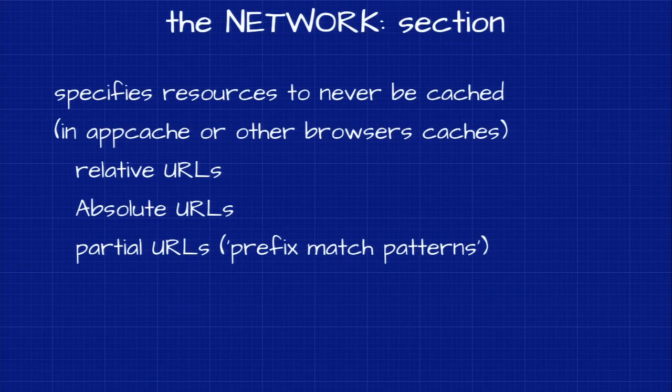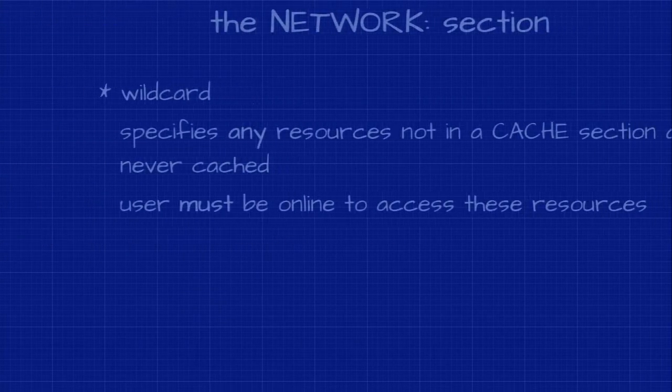We then have the network section. And these are resources that should never be cached. So even when a person's offline, these should not be used. So it might be something like a login page and so on. And these can be either relative URLs, absolute URLs, or we can use partial URL matching, what's called a prefix match pattern, all right? So we can't use wildcards in the cache section, but we can kind of use wildcards here.